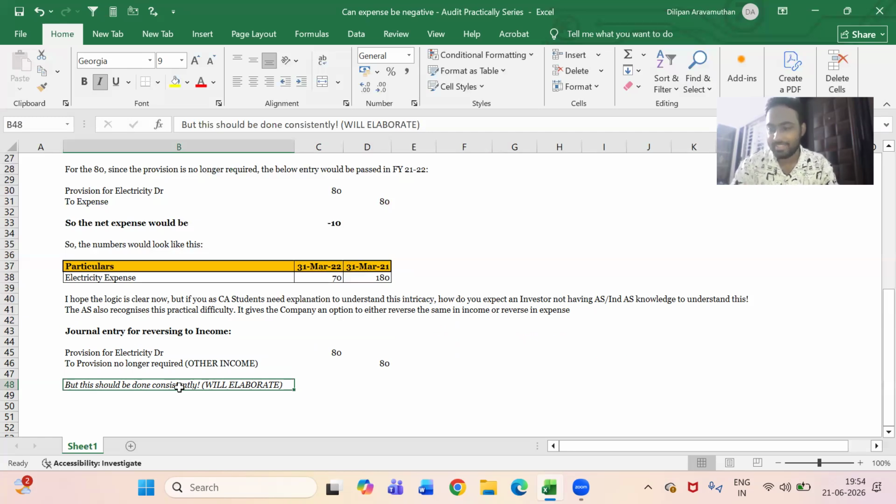So the key takeaway is that an expense can actually be negative, and here's how we dissected this.